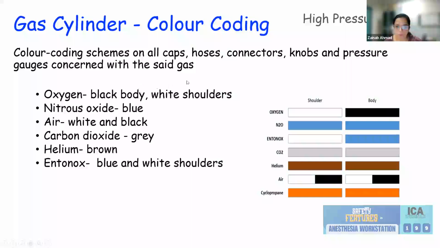We should remember that oxygen has a black body with a white shoulder. We all work with it every day, so I don't think it is very hard to remember. Nitrous oxide, those blue pipes we see every day. Then air is white and black, we know. The shoulder is also white and black, and the body is also white and black, and vacuum is yellow. All of us are familiar with these colors in our operation theaters.